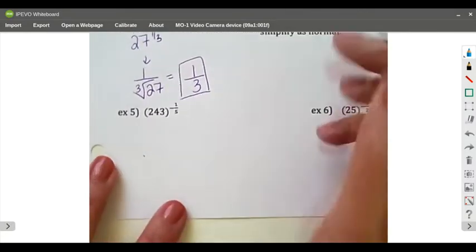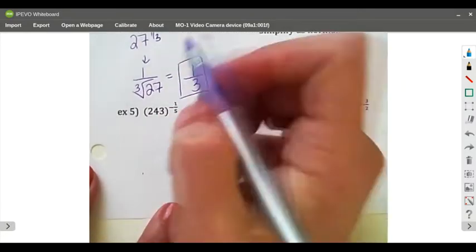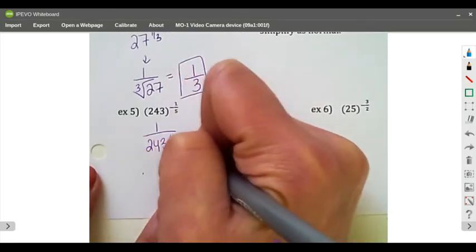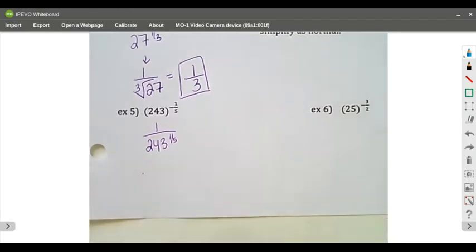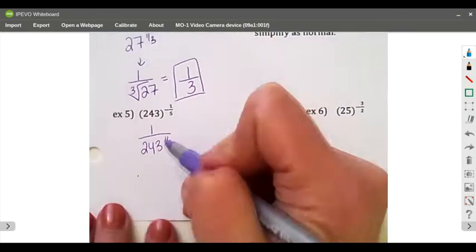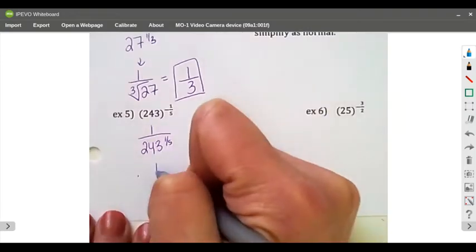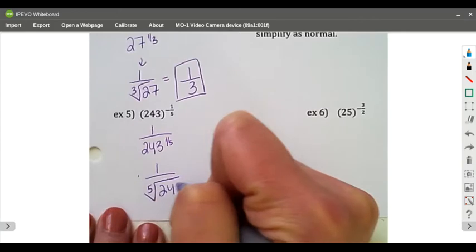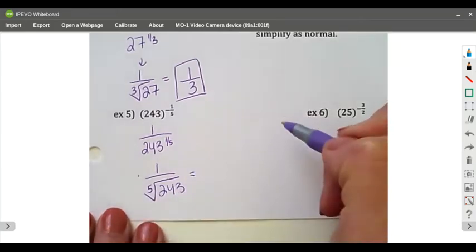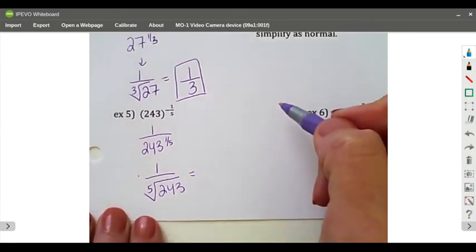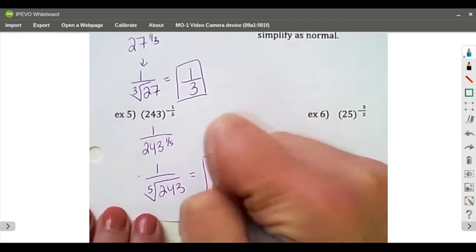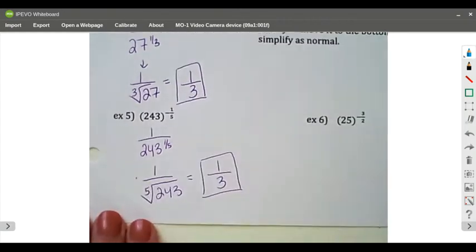Let's look at another one: 243 to the negative 1/5. Again, I'm going to first rewrite it with 243 to the 1/5 in the denominator with a positive exponent. Now I'm going to do the 5th root of 243, but again, it's in the denominator. Then you just plug it into the calculator. The 5th root of 243 is 3. So this one is actually also 1/3. That is just a coincidence. That's not going to always happen.